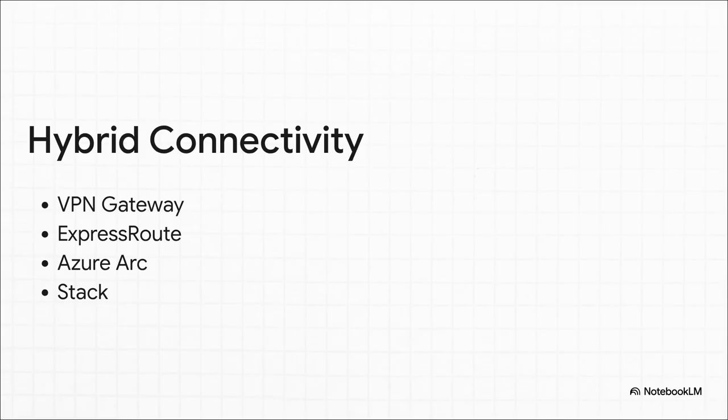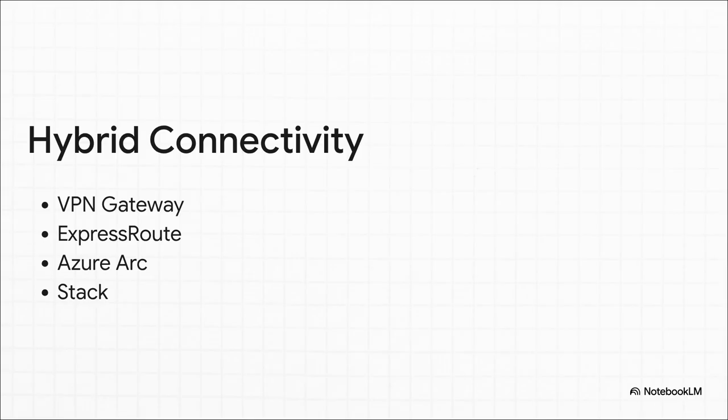Almost no large enterprise is 100% in the public cloud, right? They've all got legacy on-prem systems. So when they ask how you connect that shiny new VNet back to their local data center, confidently list off your hybrid tools. You've got VPN gateway for standard encrypted internet connections.